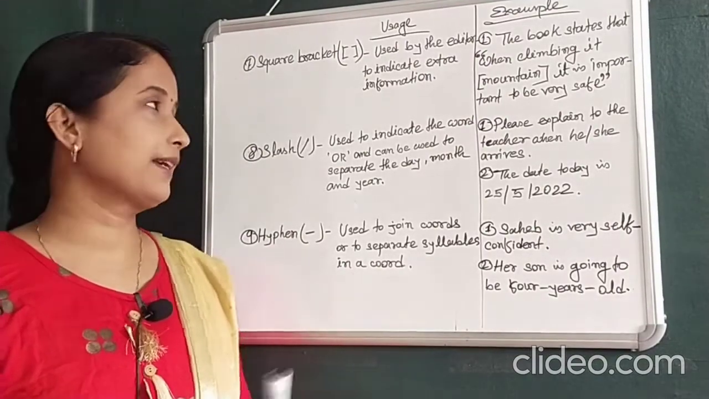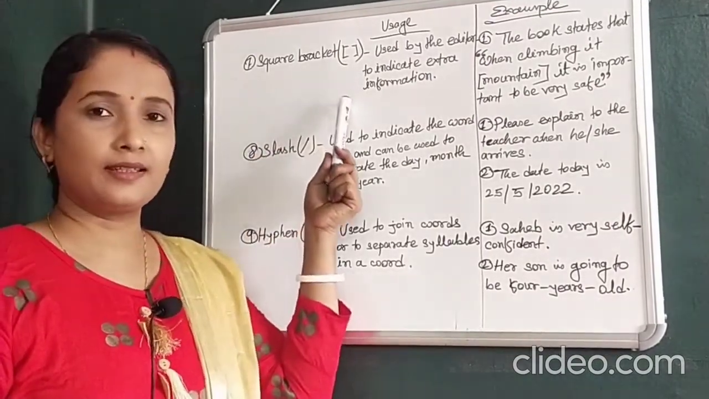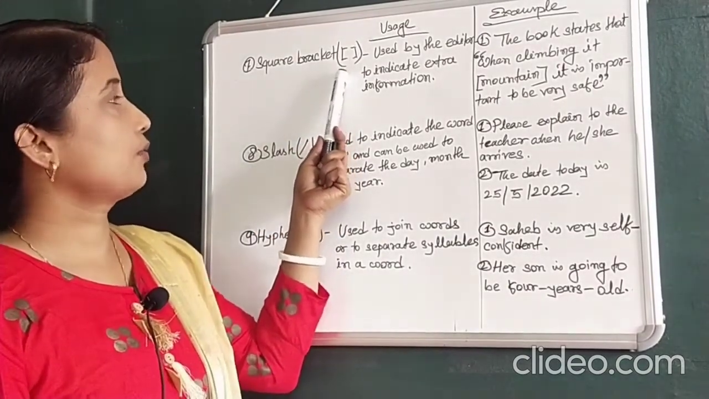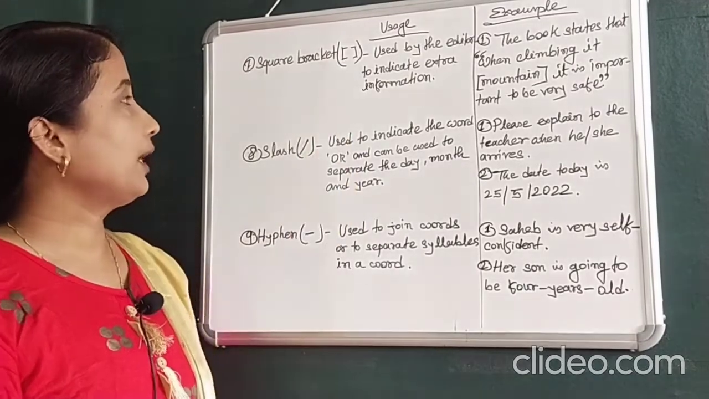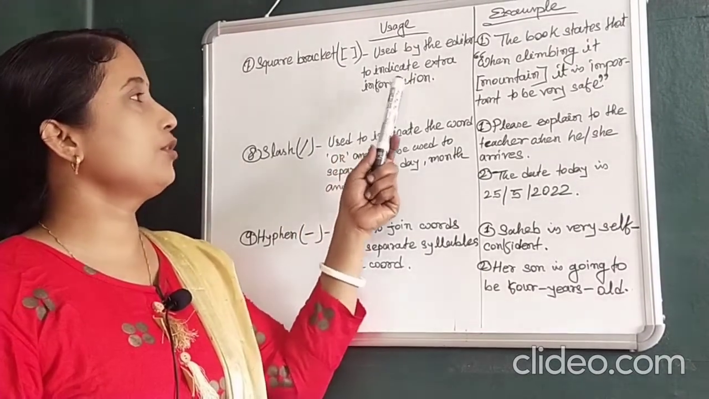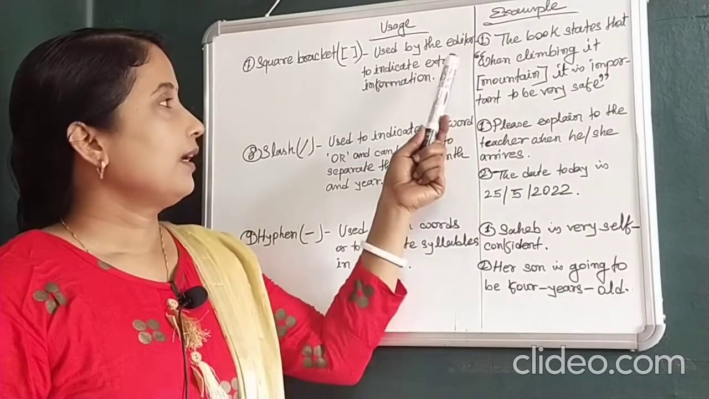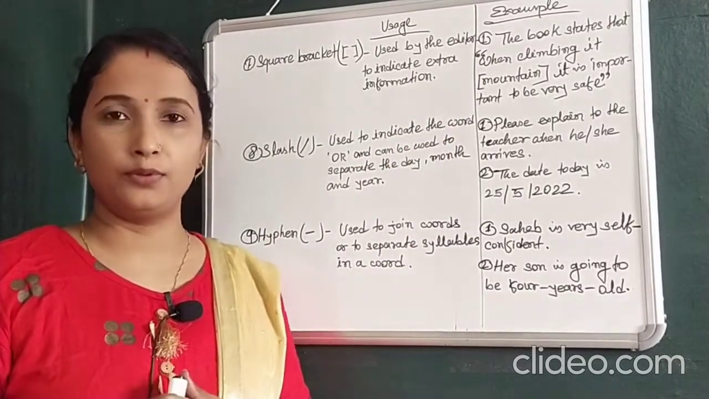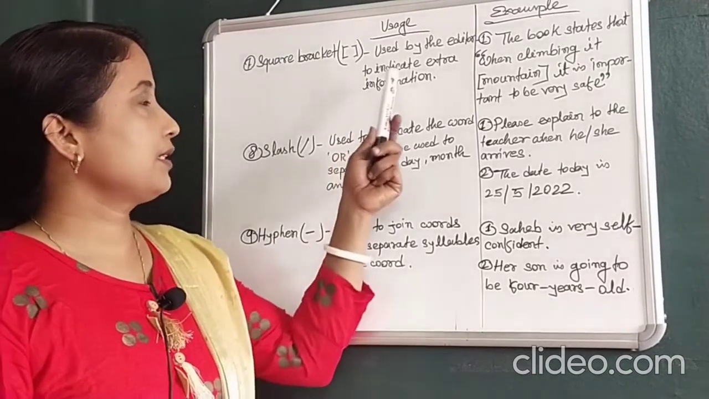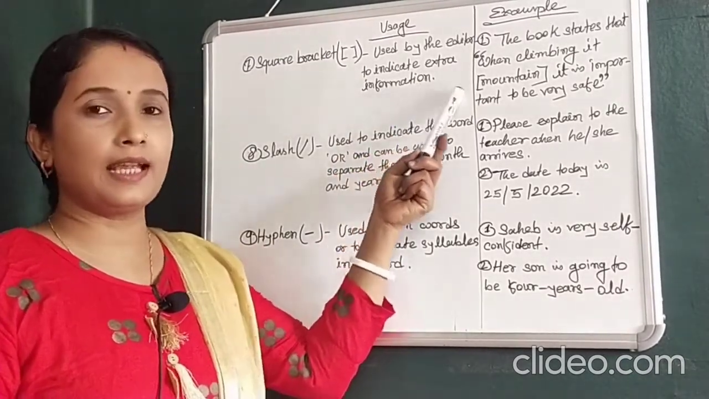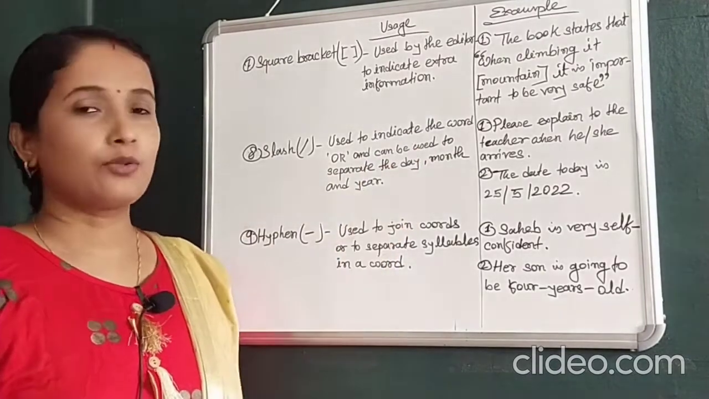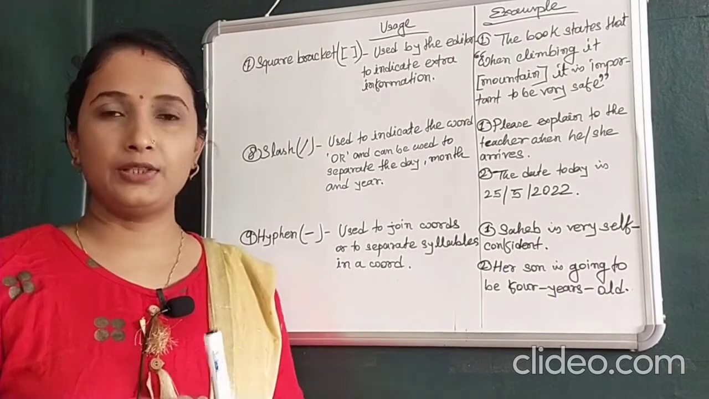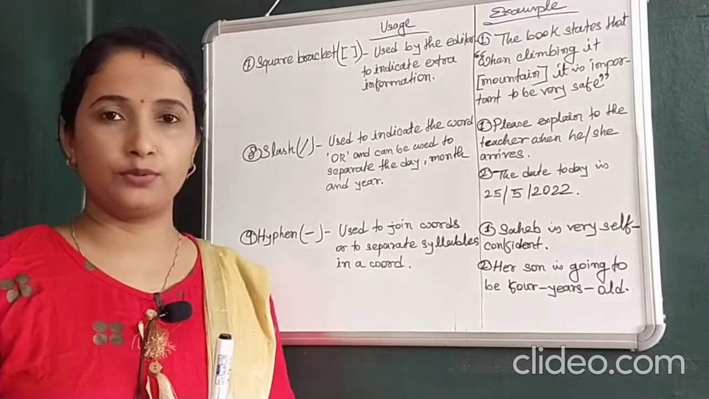Next punctuation mark is square bracket. We also call it a fourth bracket, and this is the symbol of square bracket. Now when we use square brackets, they are used by the editor. Editor here means editor of a paper, editor of a book. So it is used by the editor to indicate extra information in a paper or in a book.